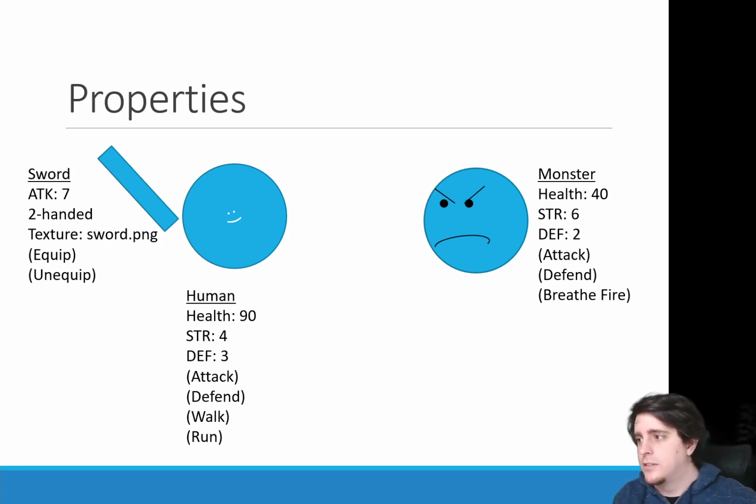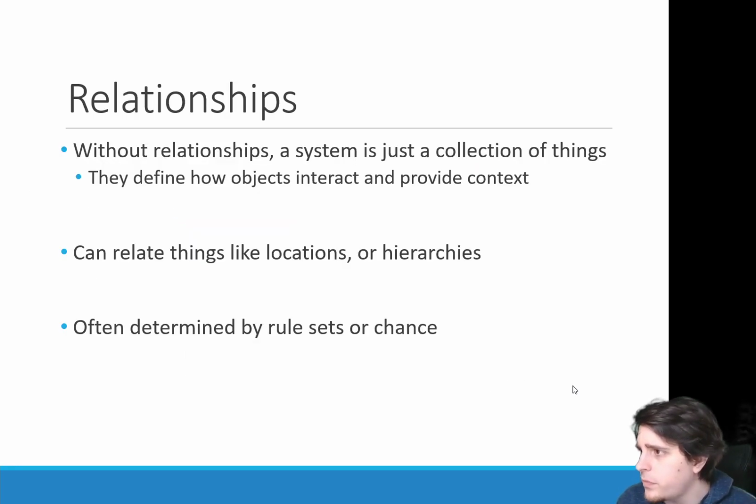Right now, this is still just a bunch of stuff. It's a collection of objects. In order to make it into a system, we need to define the relationships between all of these things. Because without relationships, a system is just a collection of things, right? Relationships define how objects interact with one another and provide context for those interactions.